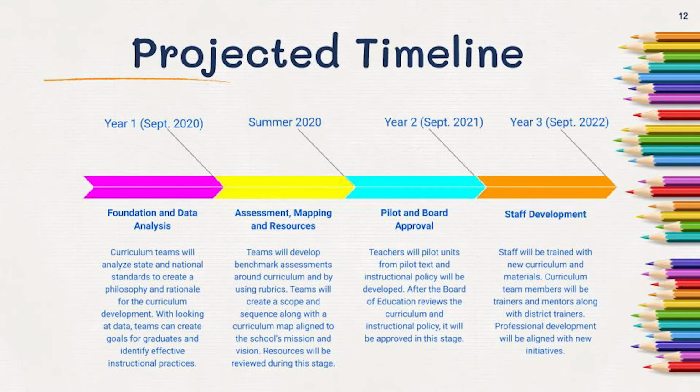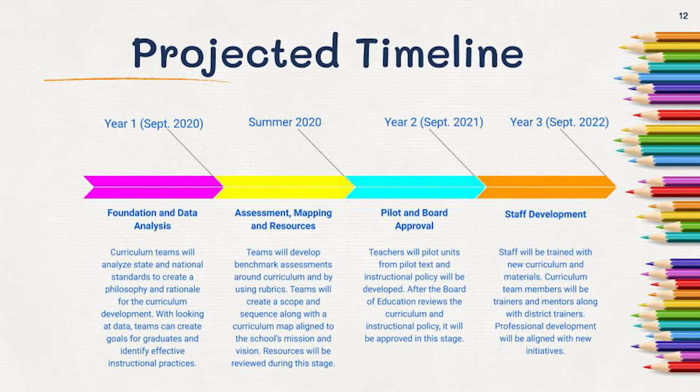In year 1, September 2020, curriculum teams will analyze state and national standards to create a philosophy for the curriculum development. Looking at data, teams can create goals for graduates and identify effective instructional practices. In summer of 2020, teams will develop benchmark assessments using the curriculum and using rubrics.